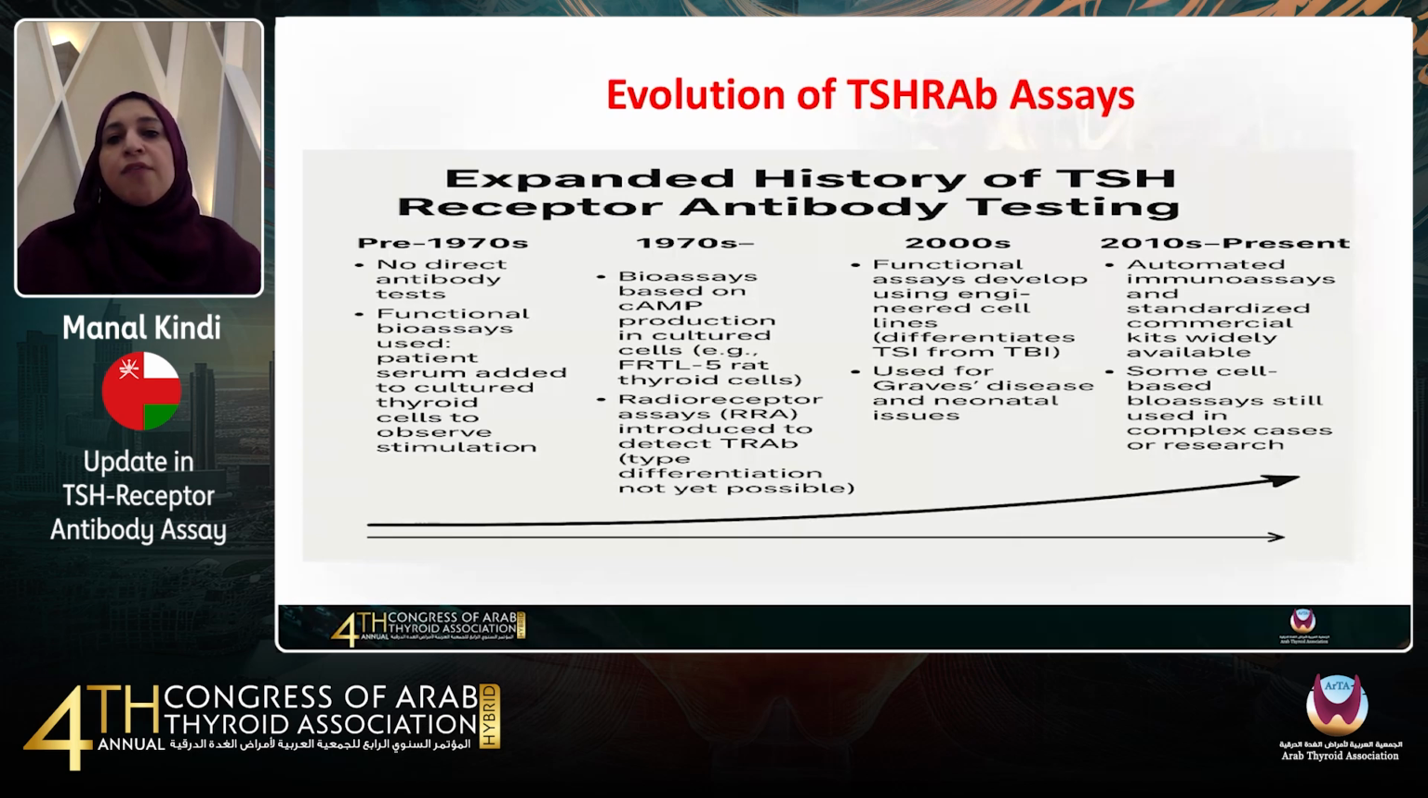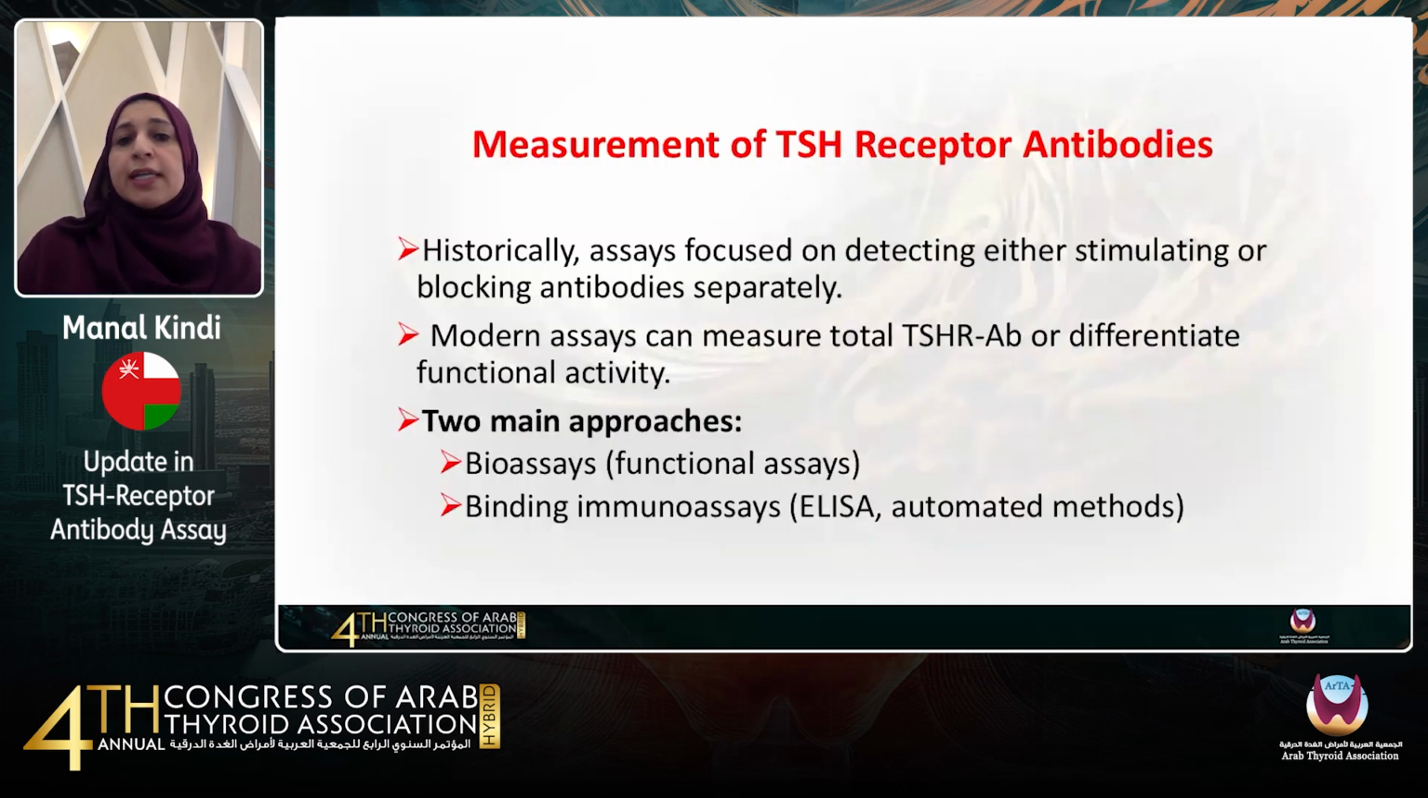After 2000, the functional assay developed using cell engineering, and differentiation between stimulatory and blocking TSH receptor antibodies became possible, mainly used in Graves' disease and neonatal issues. After 2010 until currently, the TSH receptor antibodies assay has moved to automated assays. It's become more standardized and more commercially available. Some of the cell-based bioassays are still being used, but only in complex cases and they remain in the research lab. So historically, the assay focused on detecting these antibodies as either stimulating or blocking separately.